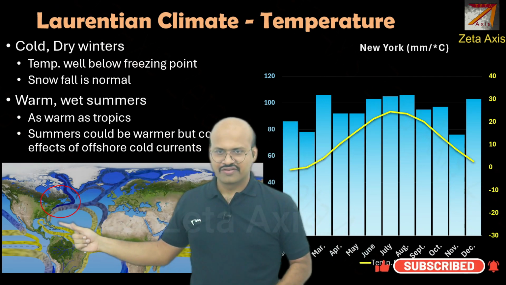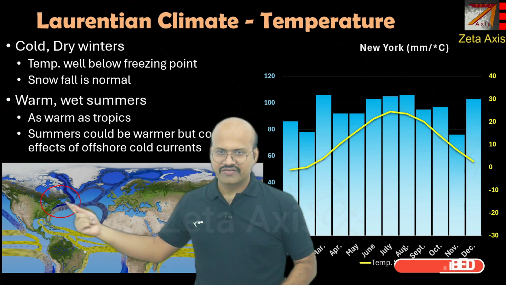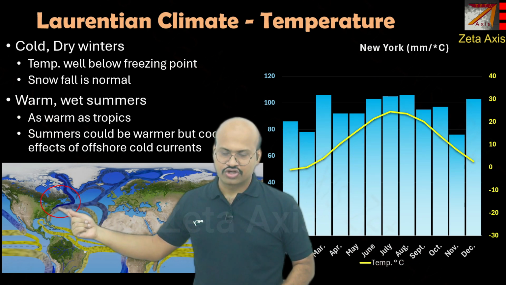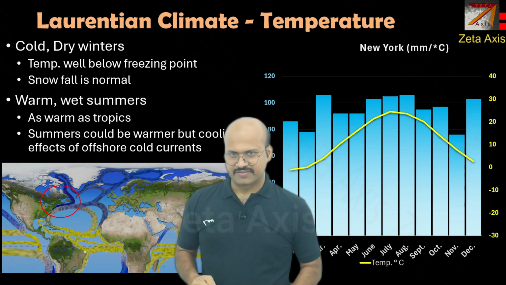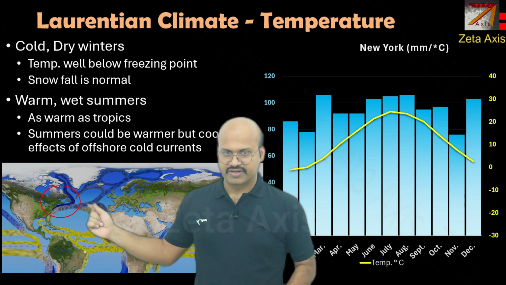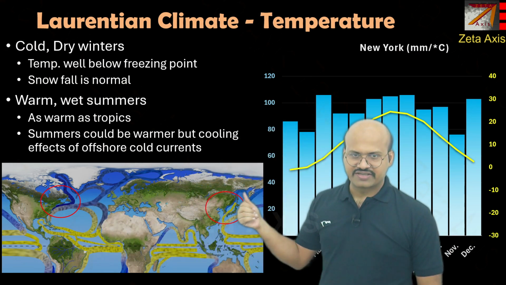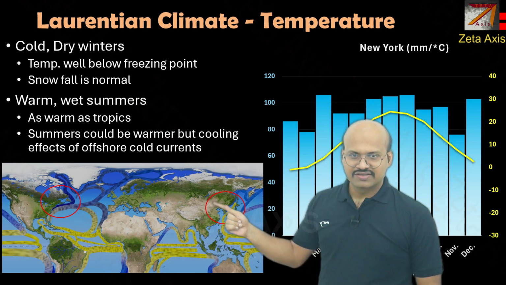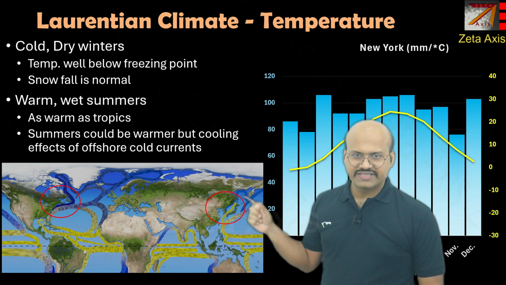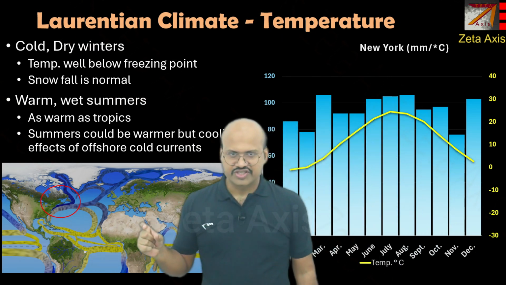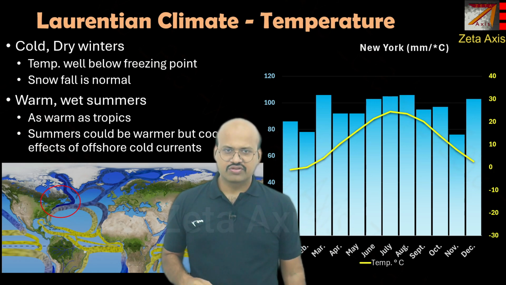So here we know that there is this cold current which is flowing over here, thus it reduces the temperature of this region in the summers. This is Labrador current. Similarly, here also we have cold current near Japan and also in this sea over here. So because of these cold currents, the temperature of this region is reduced in the summer and it is more equable.